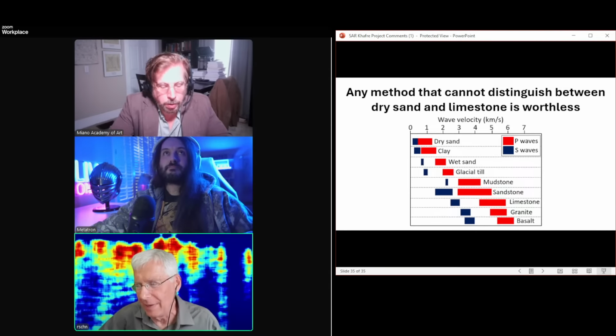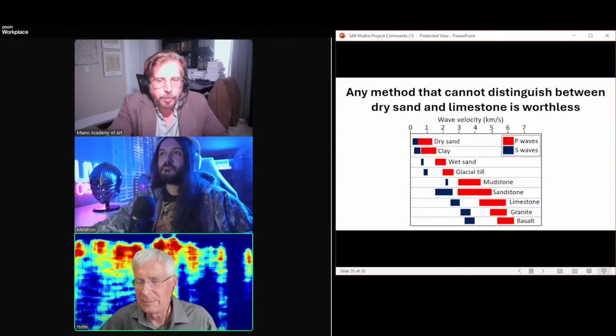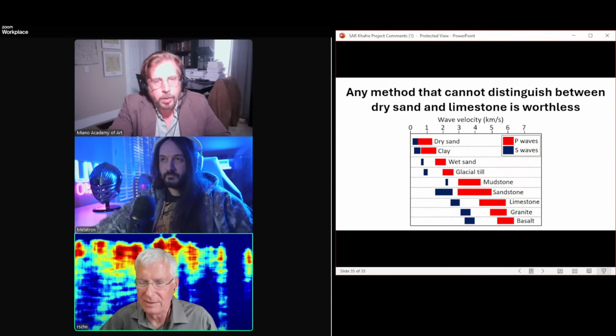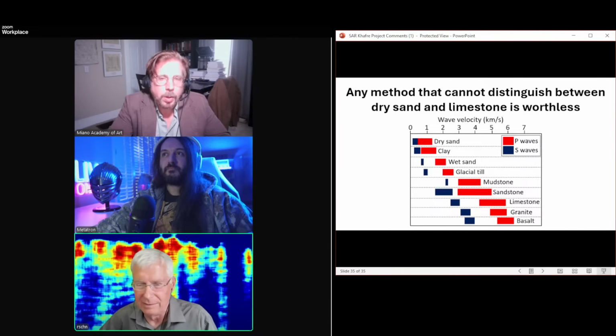And they keep talking about density. Well, the seismic velocity isn't dependent upon density; it's dependent upon the rigidity. So the more rigid the substance, the faster the sound will pass through. So you can see how a limestone would be at a very different velocity than through a sand.